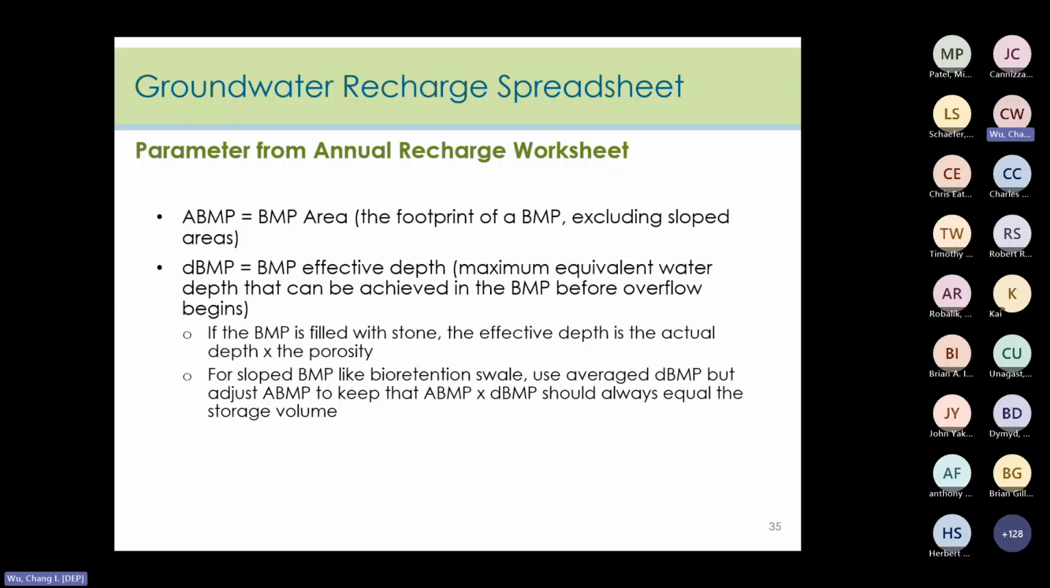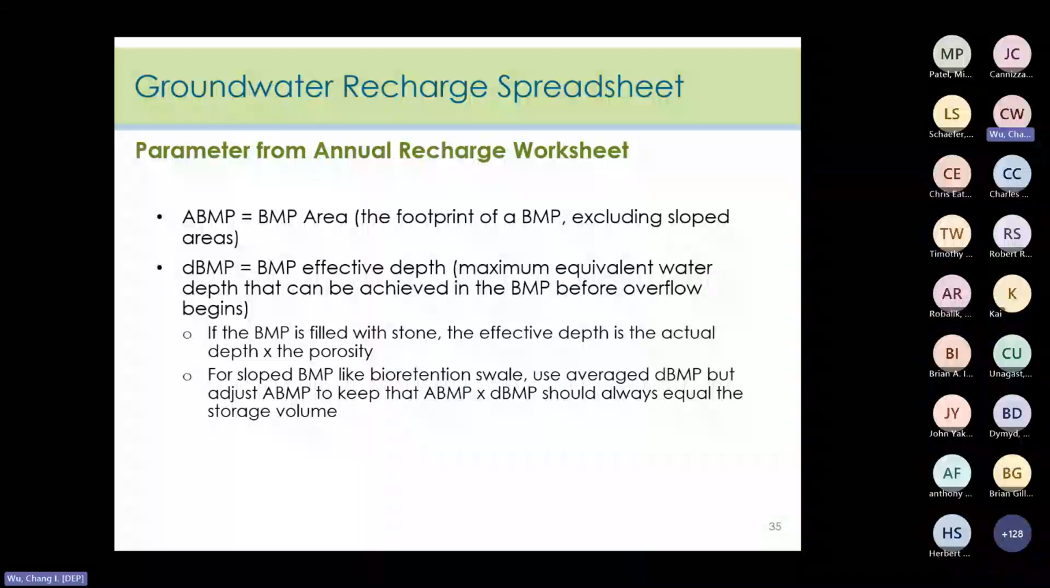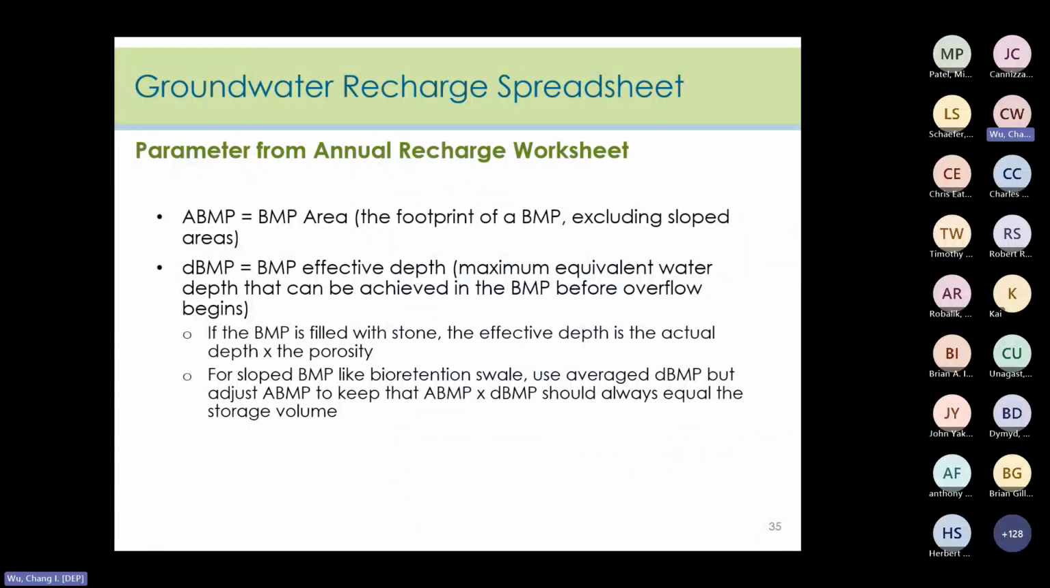For sloped BMPs, like a bioretention swale, use the average dBMP, but you can adjust the ABMP to keep the ABMP times the dBMP always equal to the storage volume that's available for the recharge.